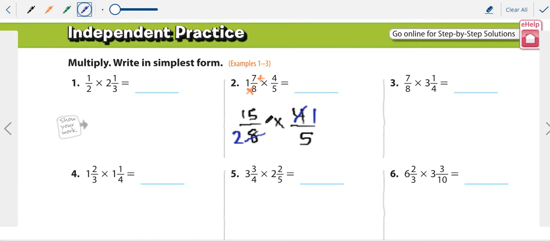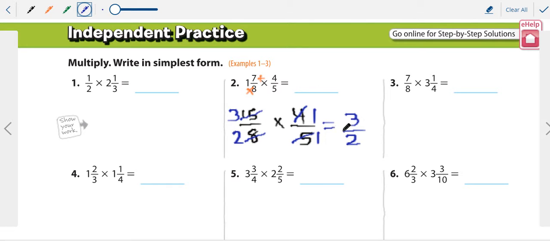Some people ask me, well, can I do both? Yeah, you can do both as long as we're crossing. So the 5 becomes a 1. I divided 5 by 5, and then 15 by 5, which gives me 3. Now, as I multiply across, 3 times 1 is 3. 2 times 1 is 2, which gives me an answer of 3 over 2, or 3 halves.